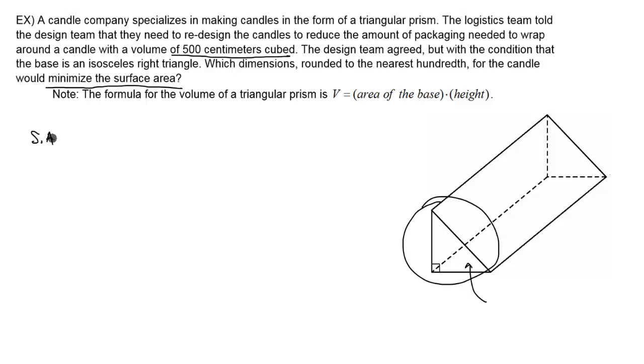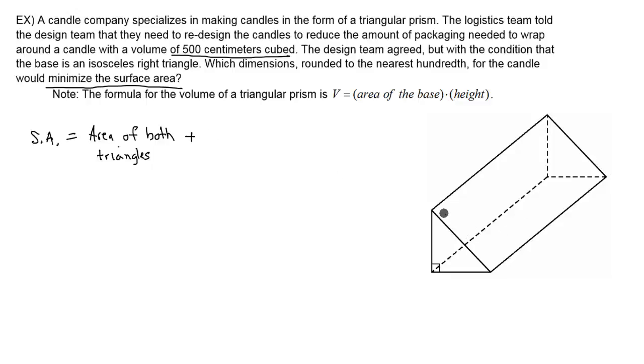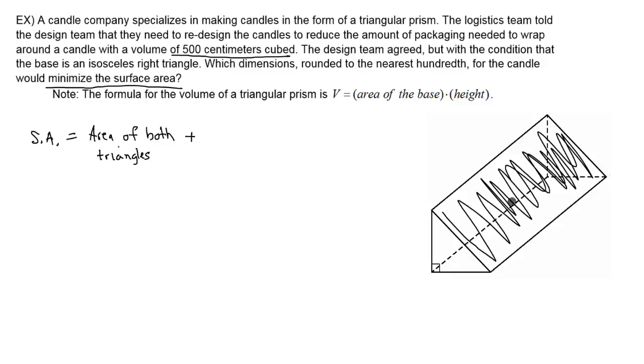Now let's come up with a big long equation for surface area. So we'll say SA for surface area, and this is going to equal what? We have both of these triangle faces, right? So we have to come up with the area of both triangles. Plus, we're going to add in also the area of this big face right here, the one that I'm coloring in. We want the area of that big face.